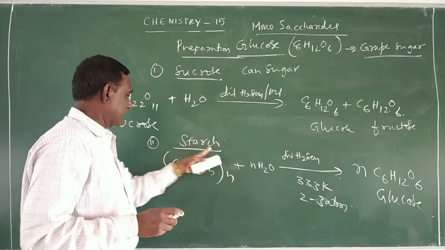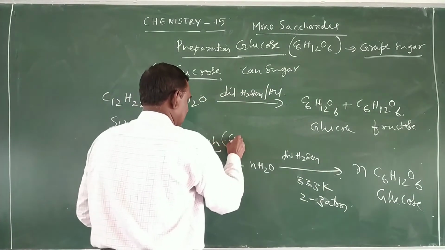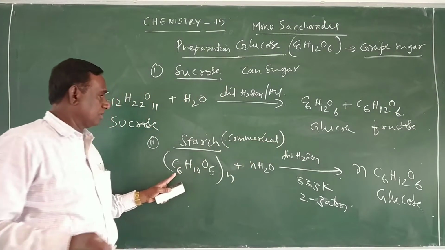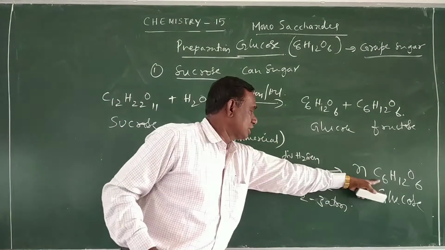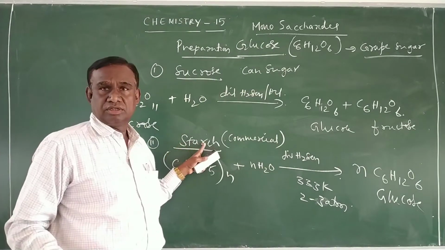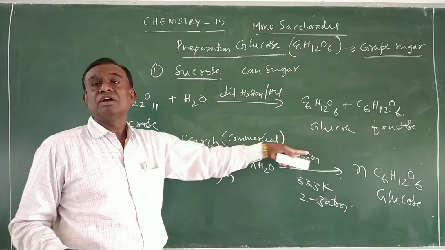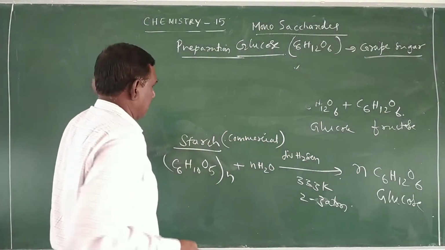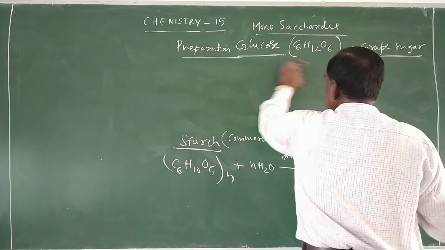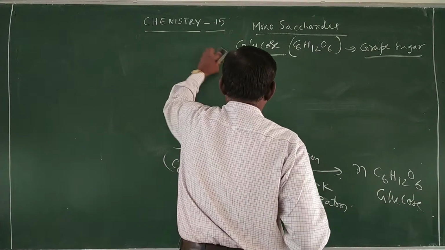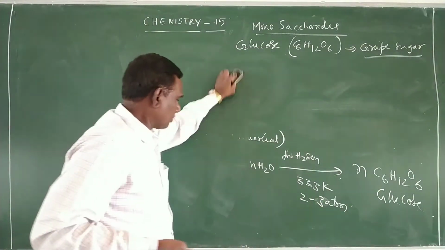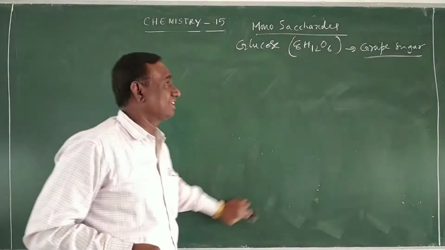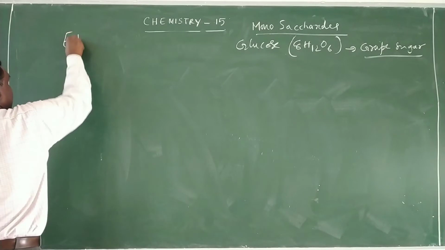This is the commercial method. Commercially, glucose is prepared from starch. These are the two methods by which glucose can be prepared. Now, after the preparation of glucose, we have to know something about the structure of glucose. What is that? Structure. That is called the elucidation of structure.